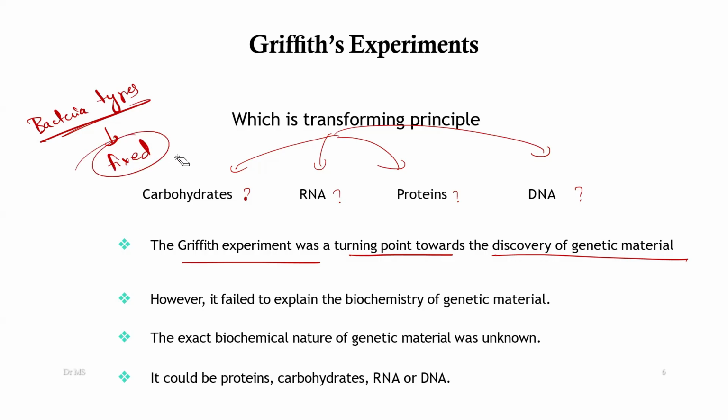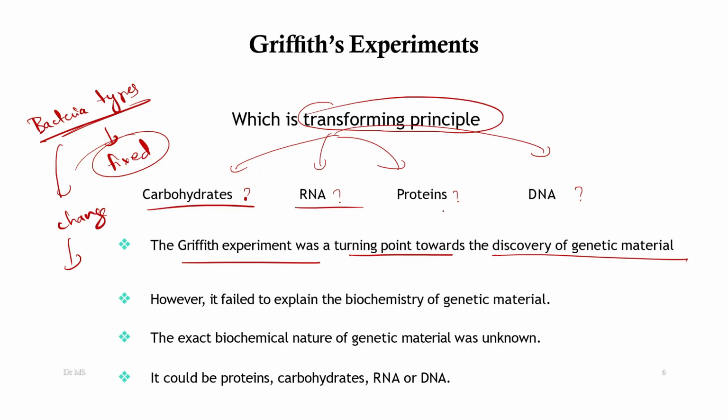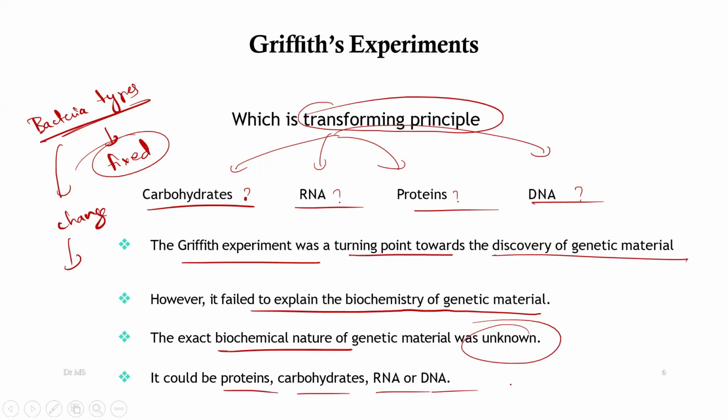But after this, they understood that whatever the bacteria type is, it can change if you pass on the information. And that passing on of information is the transforming principle. And what is the transforming principle? The biochemical nature of this transforming principle, they didn't know whether it's carbohydrates, DNA, or proteins. So remember this. However, it failed to explain the biochemistry of the genetic material. The biochemical nature of the genetic material was unknown. It could be proteins, carbohydrates, RNA, or DNA. Is this clear?